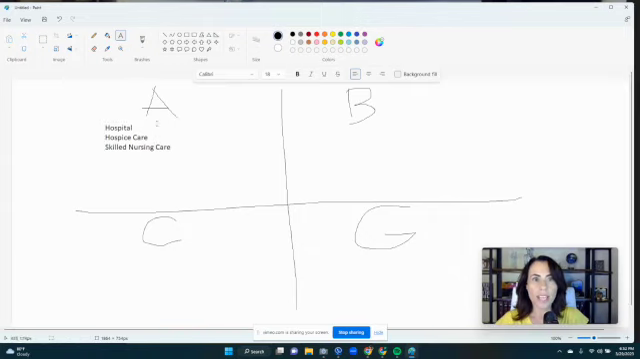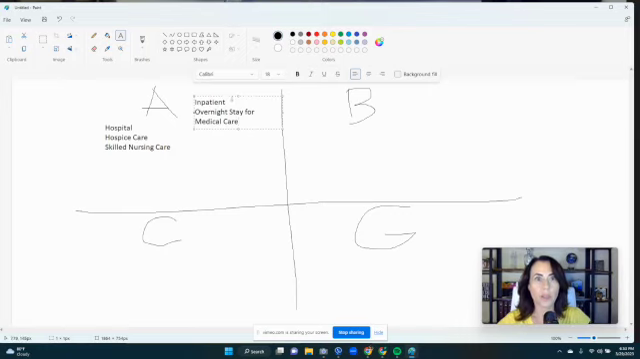Okay. So Part A is everything that is inpatient, and also it involves anything that is related to hospital, hospice care, or skilled nursing. So again, anytime that you sleep overnight for medical treatment, we call that inpatient, overnight stay for medical care. Okay, so this is all the Part A of Medicare. It is hospital, hospice care, skilled nursing, inpatient, overnight stay for medical care.